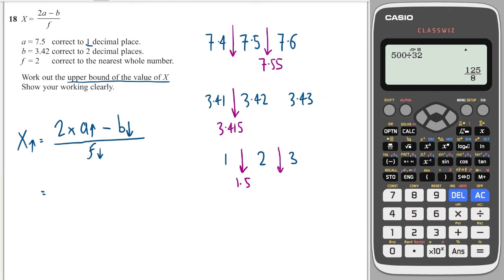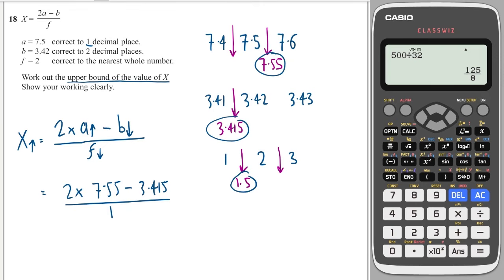So now I just substitute in. So I'm doing 2 times the upper of a, which was this one, 7.55, minus lower of b, which was this one, 3.415, all over the lower of f, which is 1.5. So I go here, I do 2 times 7.55 minus 3.415. Probably should have put it as a fraction, but it's fine. I just press equals, and then I divide by 1.5. And that gives me a perfect number. I don't need to round, 7.79.